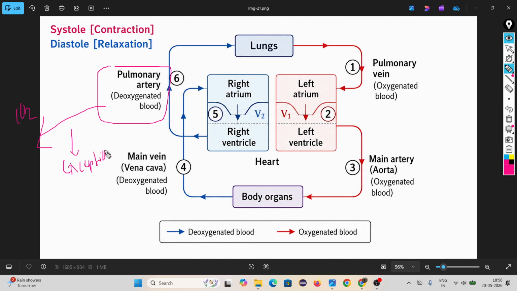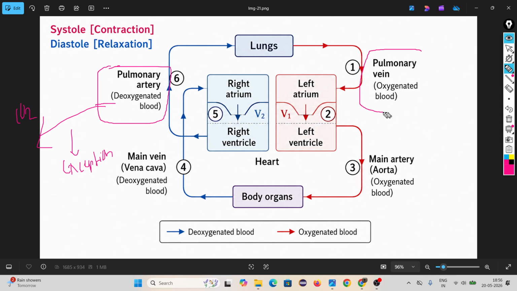If someone asks you the question, what do you mean by artery? You have to tell the definition. An artery takes blood away from the heart. Generally, it carries oxygen and nutrients. But there is an artery inside our body, whose name is the pulmonary artery, that carries deoxygenated blood. Only one artery.